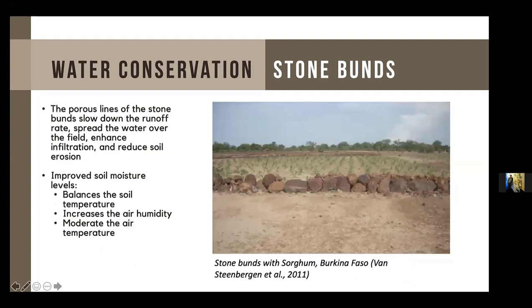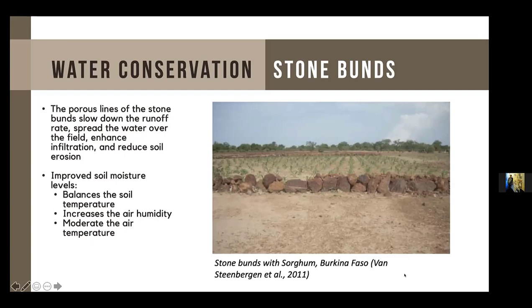This is the next one of the 19. So let's just, again, very quickly go into what it is. To create a stone-faced soil bund, stones are arranged in bars to form a strong wall. Very simple concept, but the effect is actually quite interesting. Since the lines are porous, they slow down the runoff rate, spread the water over the field, enhance water infiltration and reduce soil erosion. So quite multifunctional, these lines of stones.